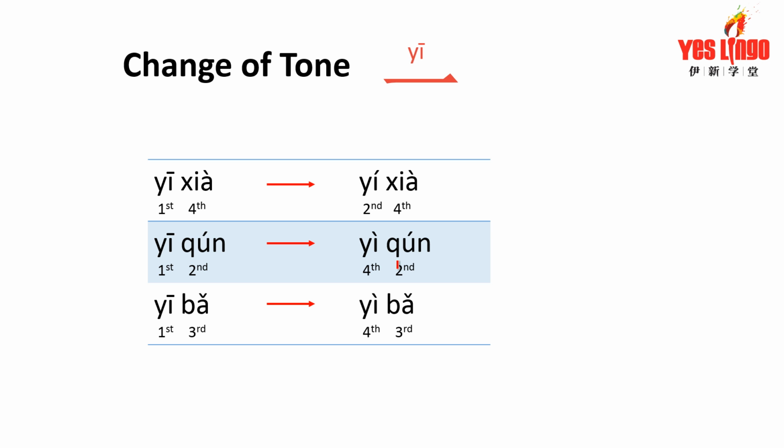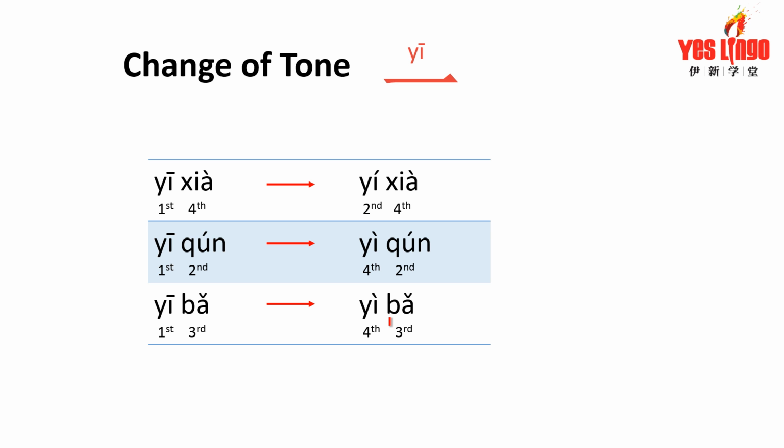Now, when yi precedes the third tone, the yi will also take on the fourth tone. So instead of 一把, it turns into 一把, 一把. And you'll notice that the main reason for these change of tones is because the latter, the way it's read after it changes, flows a lot more smoothly than the first one.